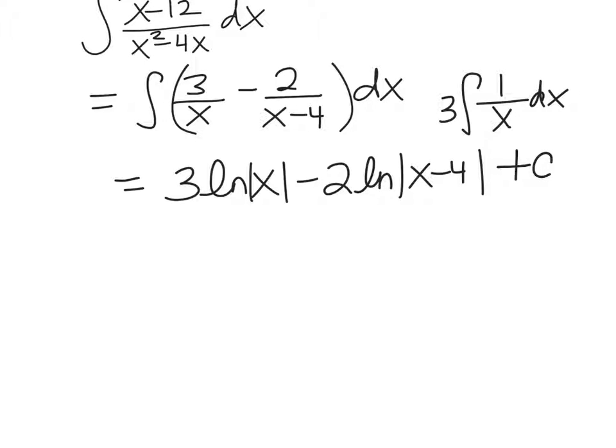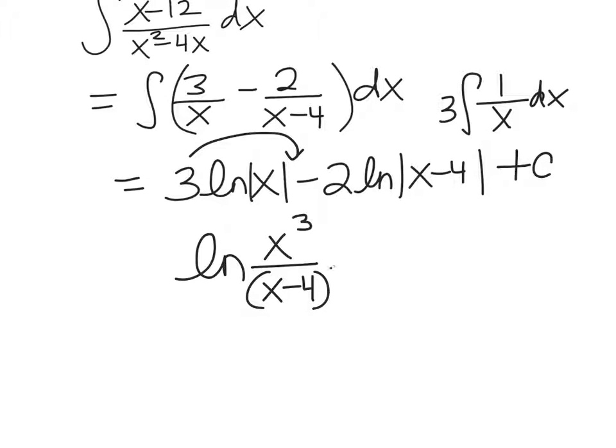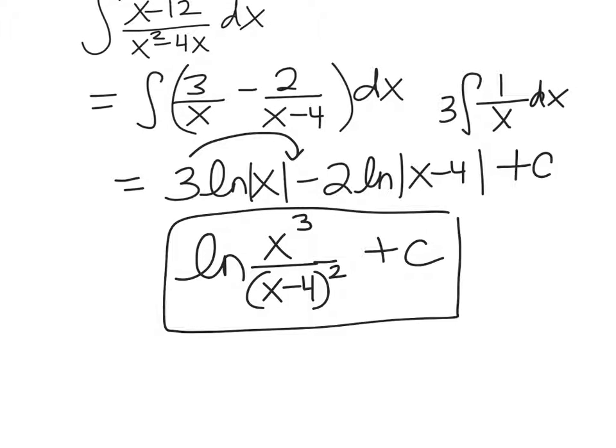And then what they want you to do is combine it all into one natural log, using log properties. So it's going to be natural log of x cubed over (x minus 4) squared, plus c. That would be it. So it's just one little extra step. The hardest part really is the partial fraction part where you break it down.